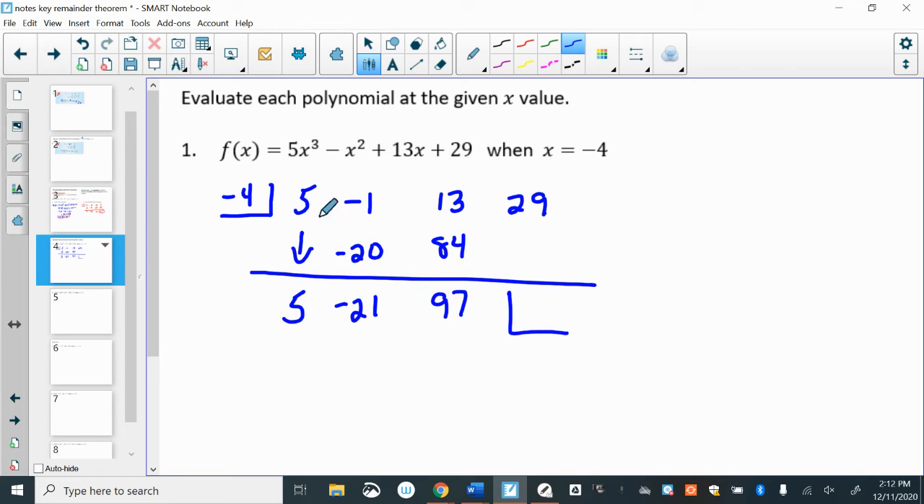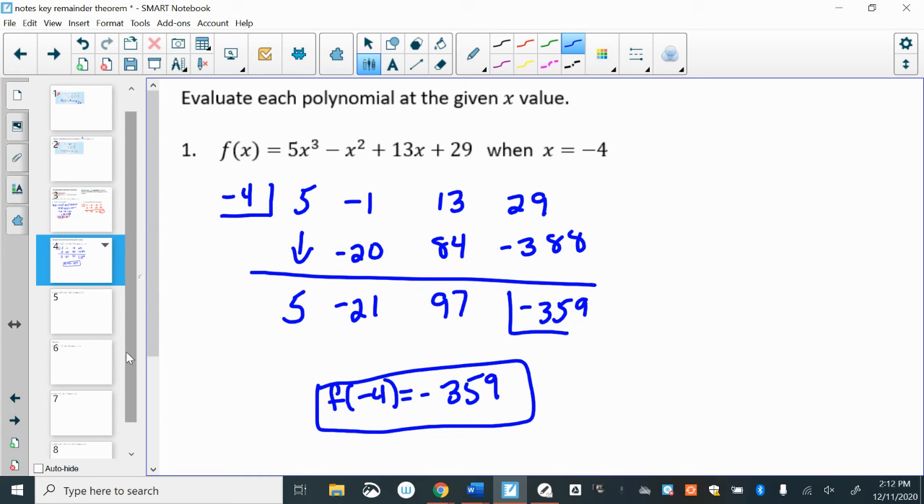And then these numbers got kind of big on me here. 97 times -4 is -388. Now I combine these up here, we get -359. So I know that f of -4 is equal to -359.